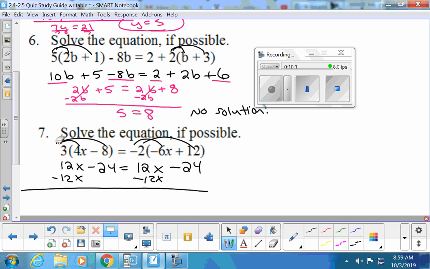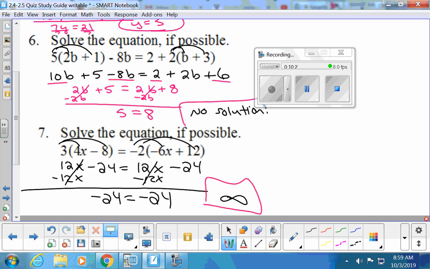Oh, I'm sorry. It is positive. I said it verbally wrong, but I wrote it correct, I believe. All my variables go away, and I'm left with a true statement. So the answer is infinite solutions. Infinite solutions are all real numbers for the solutions.